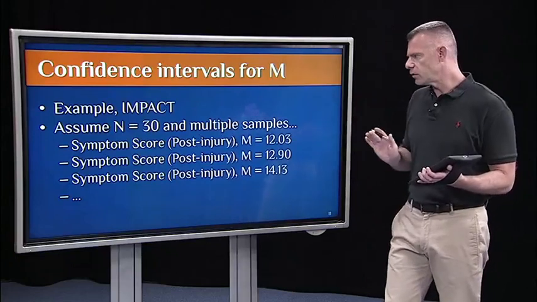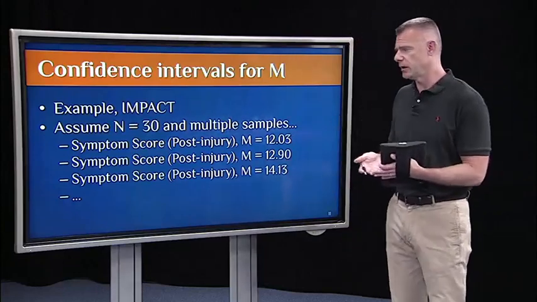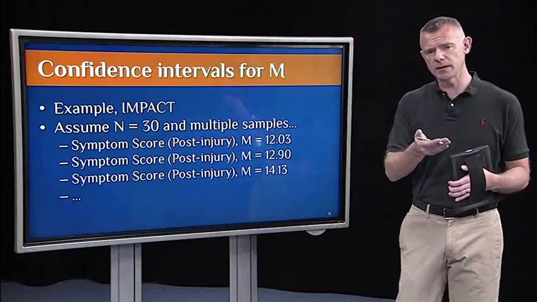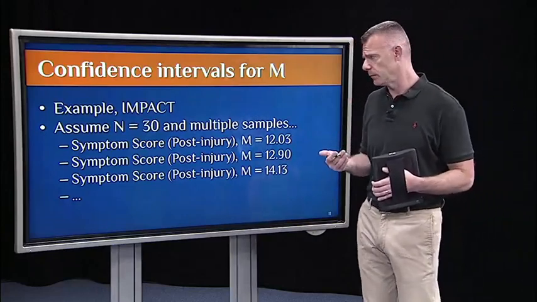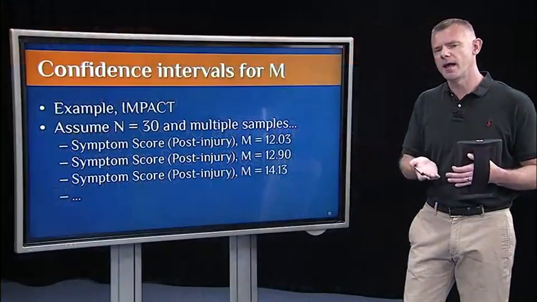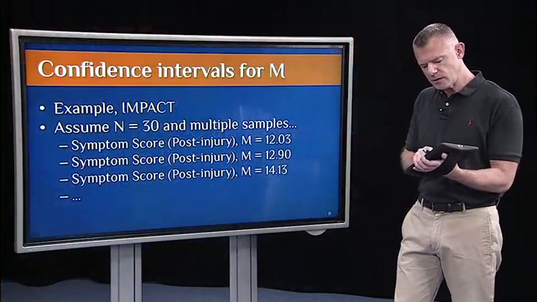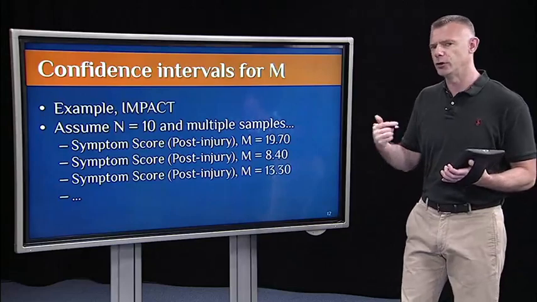Now let's look at symptom score post-injury. Now the mean shouldn't be 0 anymore because these athletes have been concussed. They're going to show a lot of symptoms. So first, let's do it again with n equals 30. I get a few random samples. I got a mean of 12.03, then I got a mean of 12.9, then I got a mean of 14.13. So a little bit of fluctuation. Again, that's just due to chance. That's sampling error.